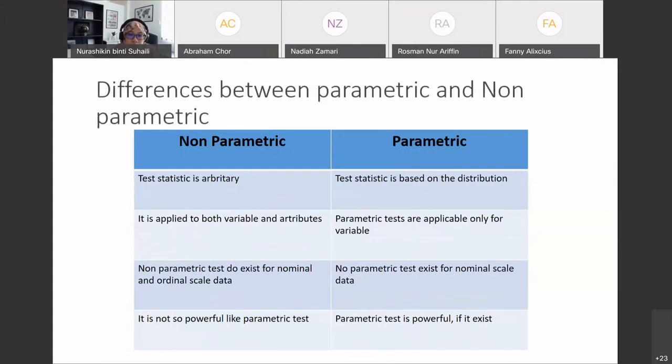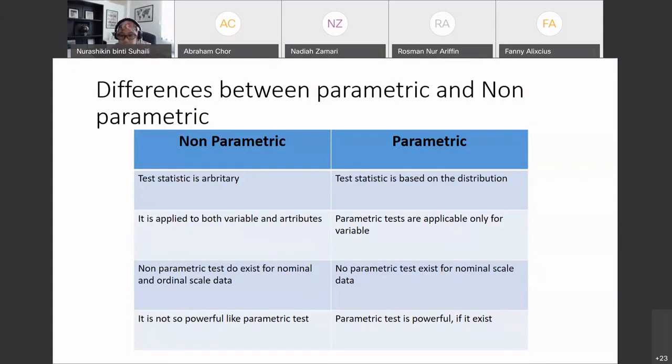Okay, so this is the continuation, right? The parametric test is based on the distribution, and parametric tests are applicable only for variables or parameters. In contrast, for non-parametric, the test statistic is arbitrary. It is applied for both variables and attributes. Variables are numbers; attributes are characters or features. Non-parametric tests exist for nominal and ordinal scale data, whereas there is no parametric test for nominal scale data.